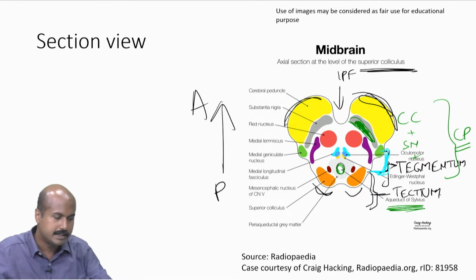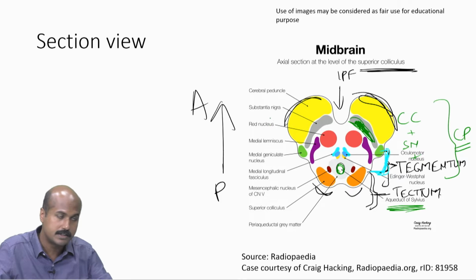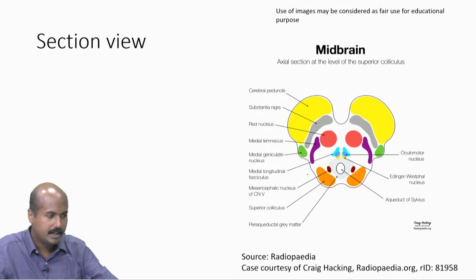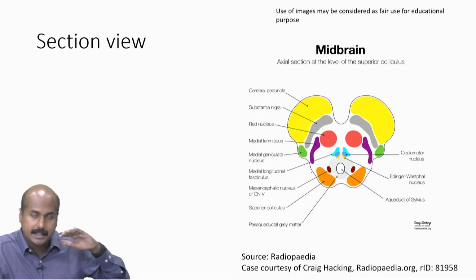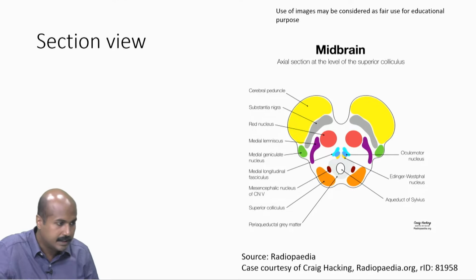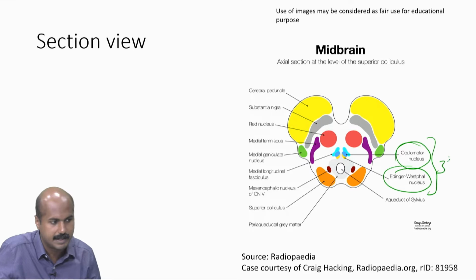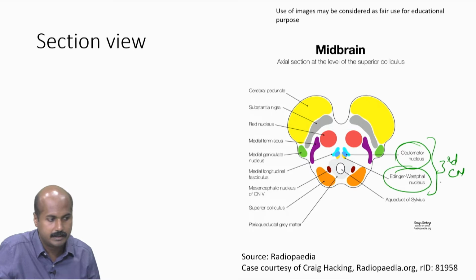Okay. So in this appearance it is also important to notice one structure, and this structure is called the red nucleus. The red nucleus is located at the level of the superior colliculus. Now let me clarify one more point. At the level of the superior colliculus you have the third nerve nucleus. Okay, third nerve nucleus. Here it is shown, oculomotor nucleus and the Edinger-Westphal nucleus. They are the third cranial nerve nucleus. Third cranial nerve nucleus is located at the level of superior colliculus.